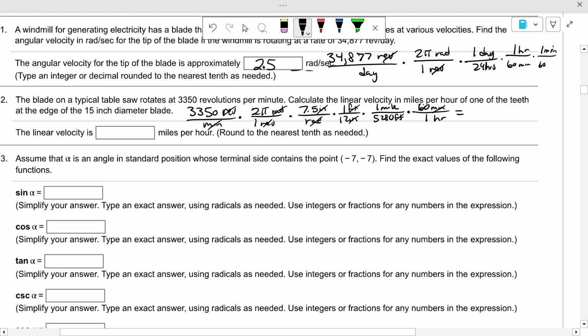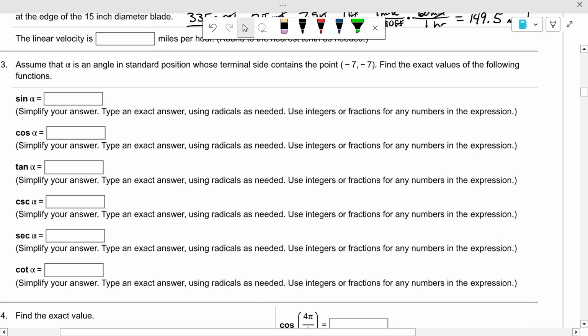What do we get? 149.5 miles per hour. Okay. All right. So I have a coordinate at -7, 7. -7, -7. What's 7 squared plus 7 squared? 49 plus 49 is 98. So if we take the square root of 98, the square root of 49, square root of 2, which is 7 square root of 2. So that's what our hypotenuse is.